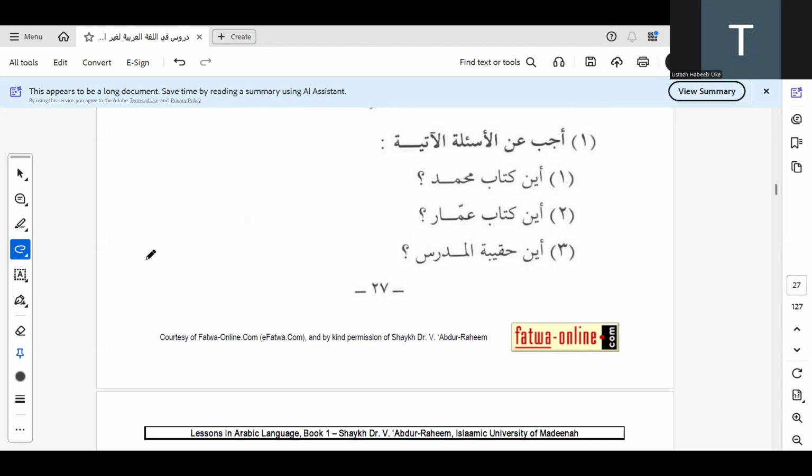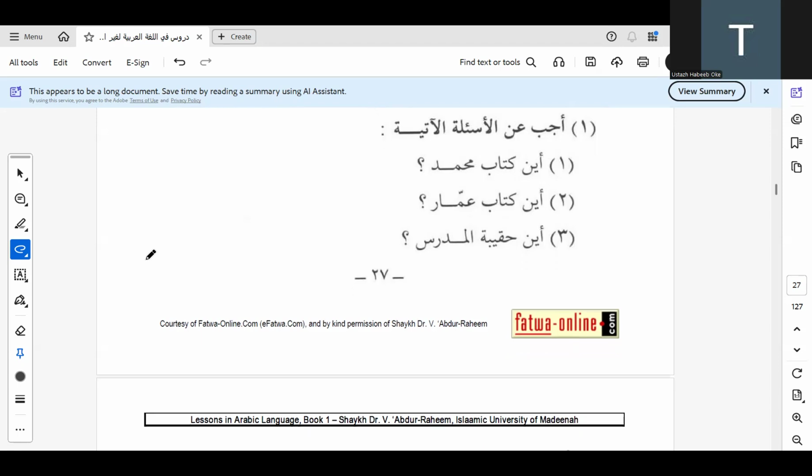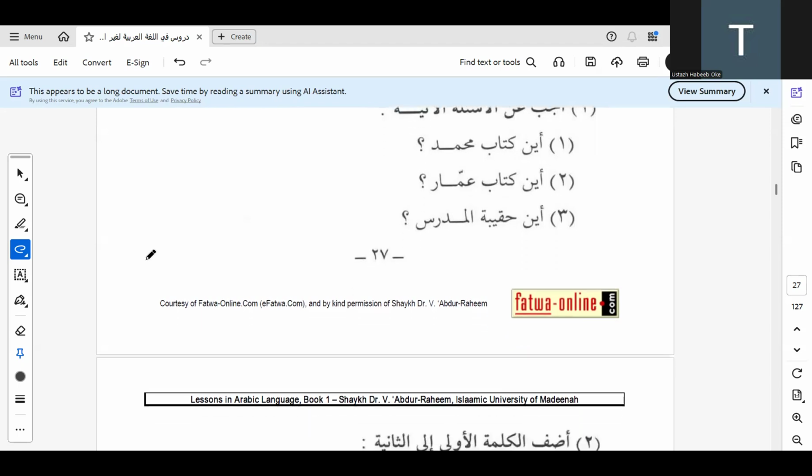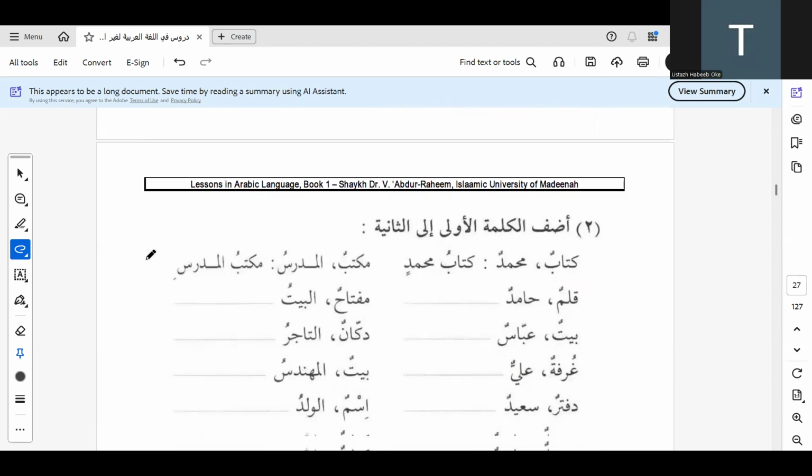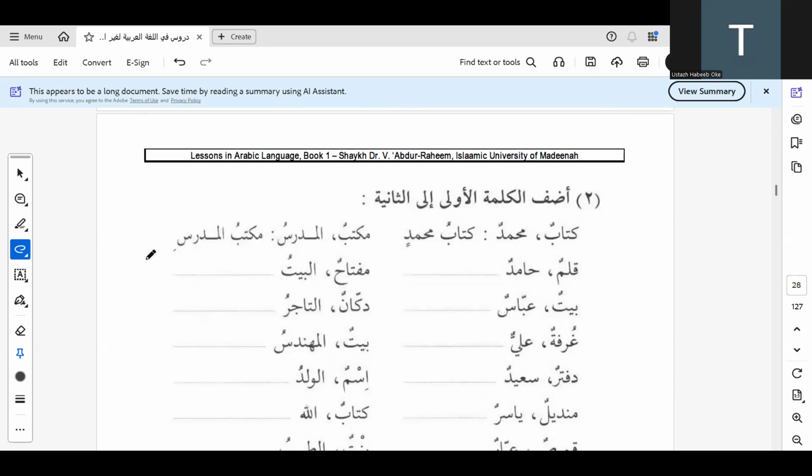Okay, so here في سيارته. That's the correct answer. Barakallahu fiqh. Here في سيارته. Now, in this case, the second part takes us into Al-idofah per se. So let someone read this instruction.